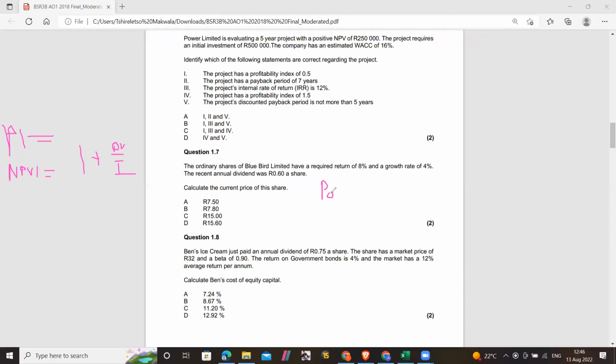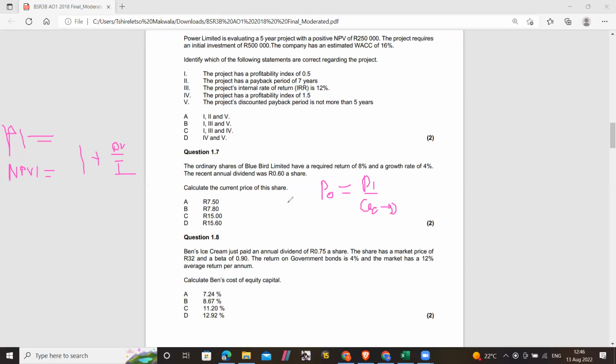So we're gonna write the formula, which is P0, the price of the share, equals D1 divided by RE minus g. So that's the formula. And then, what is P0? P0 is the current market price. So that's what we want. P0 is what we want.